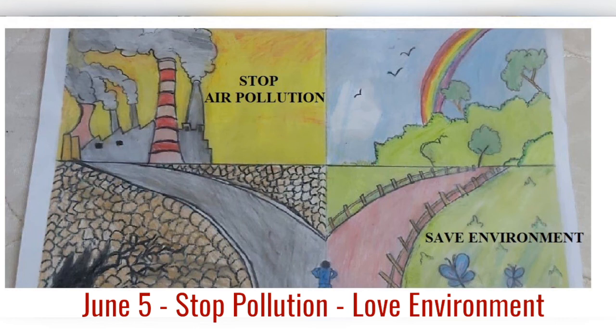So you can write the title as Stop Polluting Nature. Okay, on the left side you can write on the side of the picture, stop air pollution, and on the other side you can write save environment. Okay, so as the message of the poster you can write stop pollution, love nature. Okay, stop pollution and love nature can be. So this is how you can make a poster and do it by yourself. This is just an example.